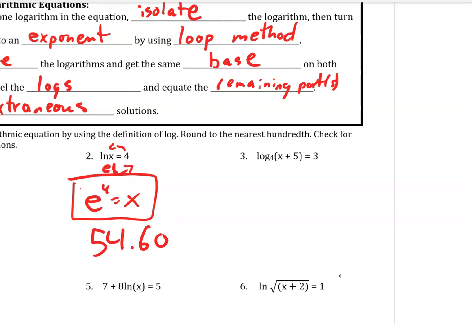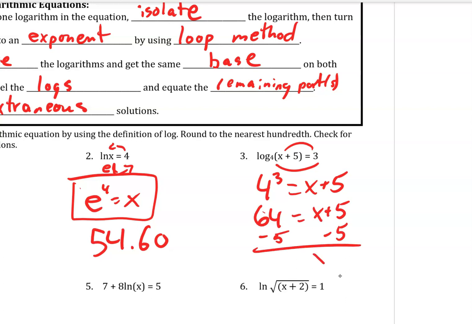Third problem. Log base 4 of x plus 5 equals 3. So that means that 4 to the 3rd power equals x plus 5. 4 to the 3rd power, 4 times 4 is 16, times 4 again is 64, equals x plus 5. We'll subtract 5 from each side, so x equals 59.